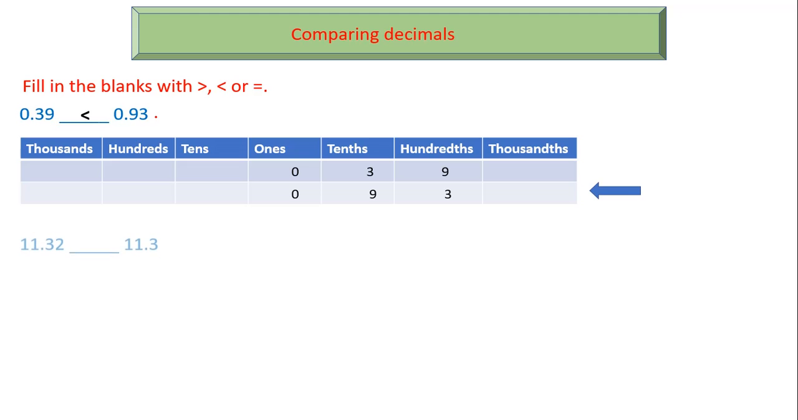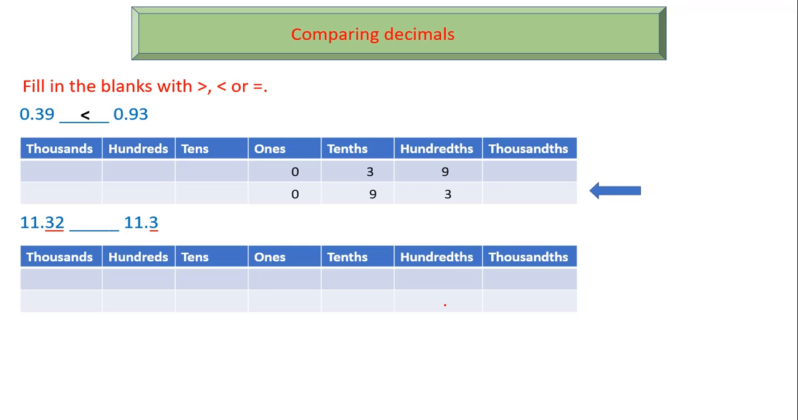Let's do one more problem. 11.32 and 11.3. As you can see, in the first number there are two decimal places. In the second number there is one decimal place. First I will convert these two decimals into like decimals and then I will arrange them in the place value chart. As you can see, first I drew the place value chart. I will arrange the first number, that is 11.32, in the place value chart.